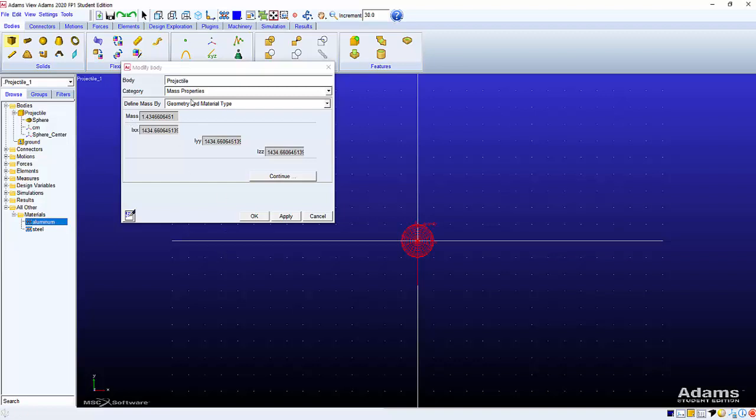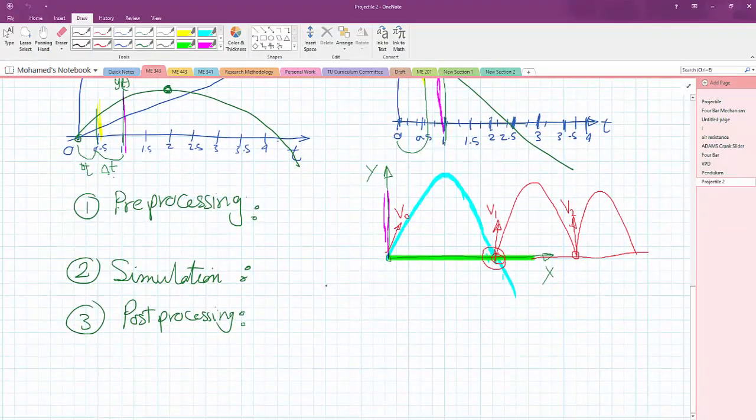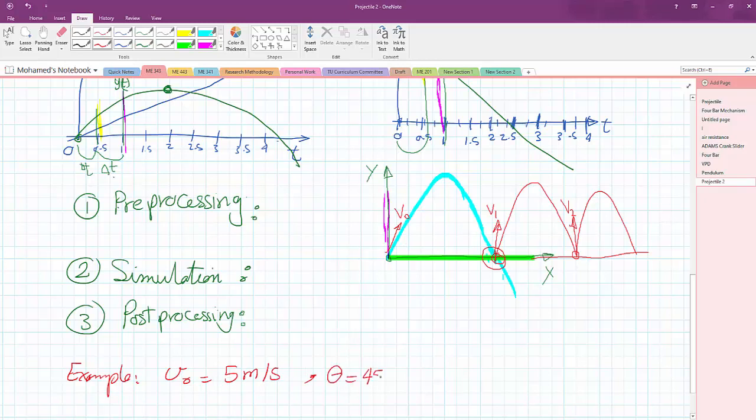I would like to give this particle an initial velocity. How much initial velocity? Assume I would like to give this particle V naught. So I'm going to do an example here. V naught is actually 5 meters per second, and I'm going to fire this object at an angle of 45 degrees.